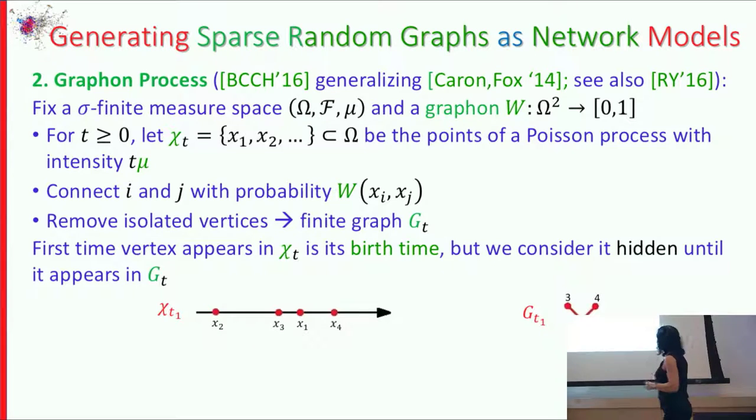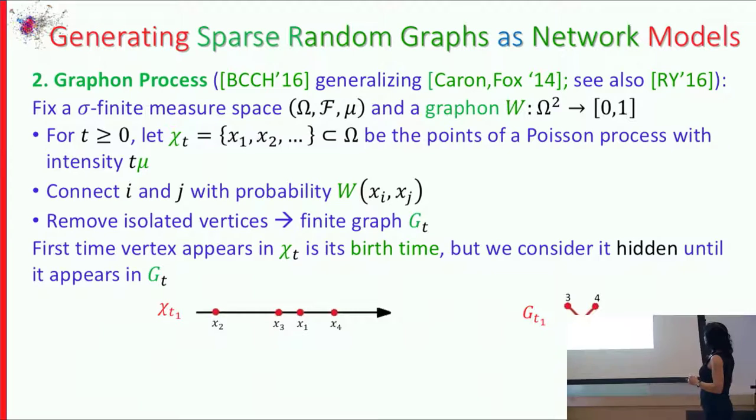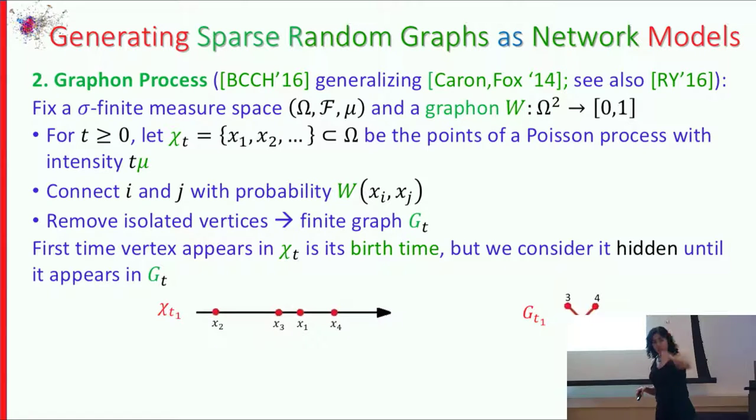So let's look at this. Let's say after four time steps, these four points got generated. And then what happened was I stuck these numbers into here. I got certain probabilities. And it landed up that X2 got connected to X3 and X4 got connected to X2 also, when I flip these coins with probability W of X2, X3 and W of X2, X4. But X1, whenever I flipped, I got tails. It never got connected. Didn't get connected by time 4.